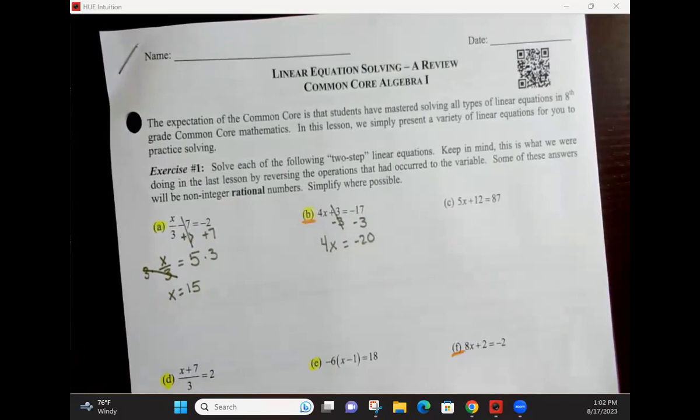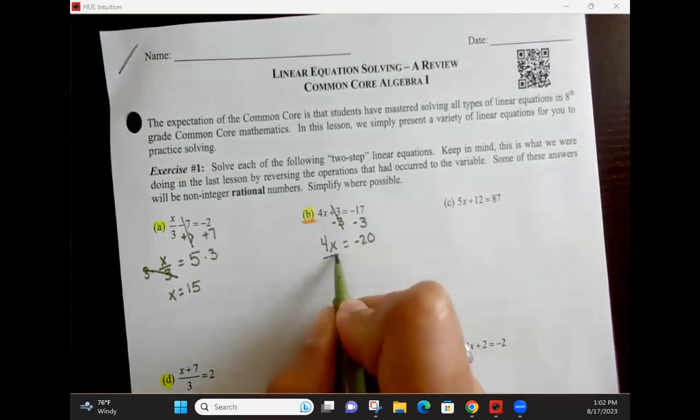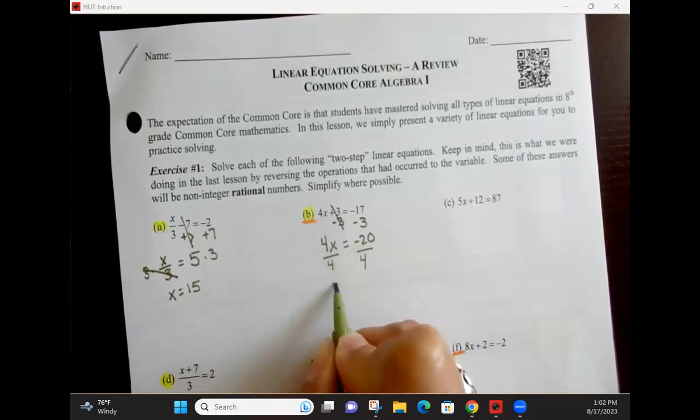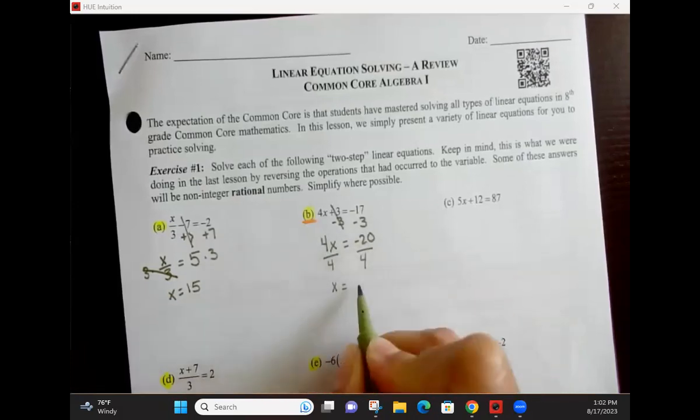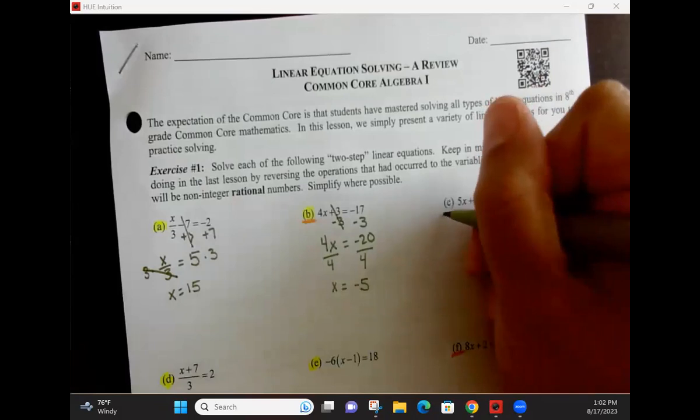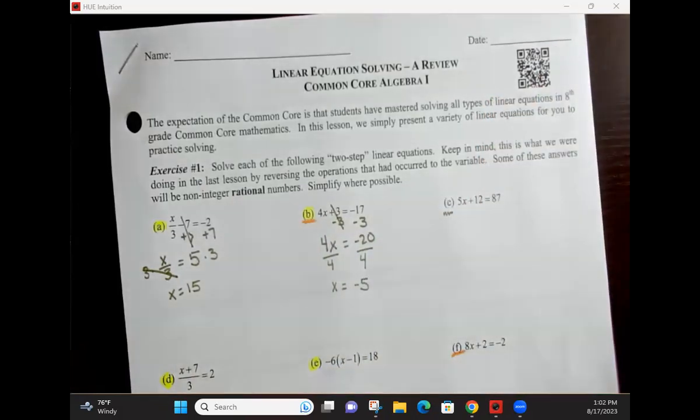What's my next step? Divide. Yeah, I've got 4 times x right now, so we'll divide. So I get x equals negative 5. I would like you guys to try C. Try C.